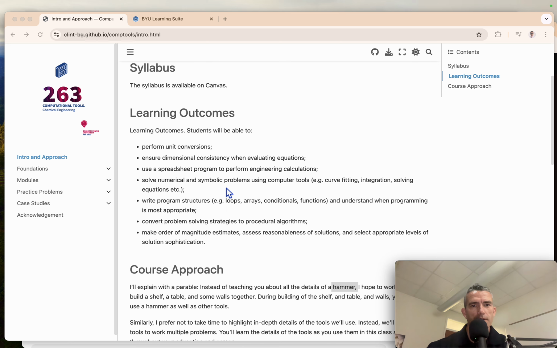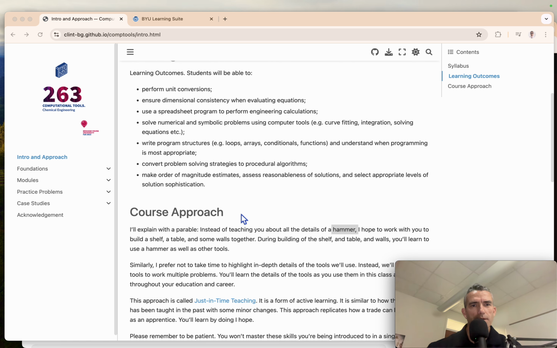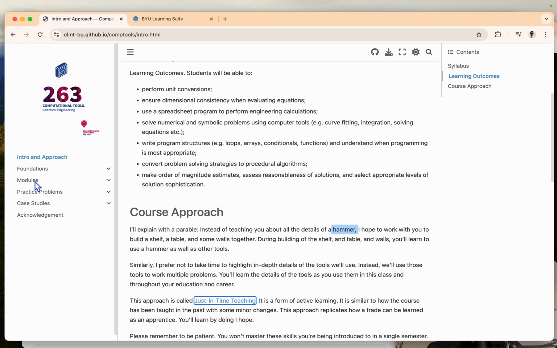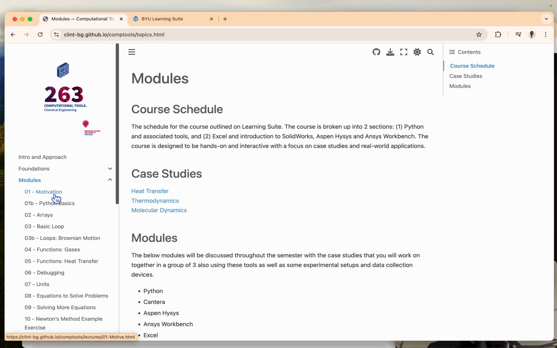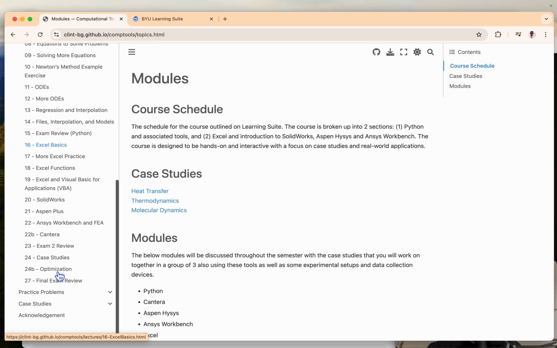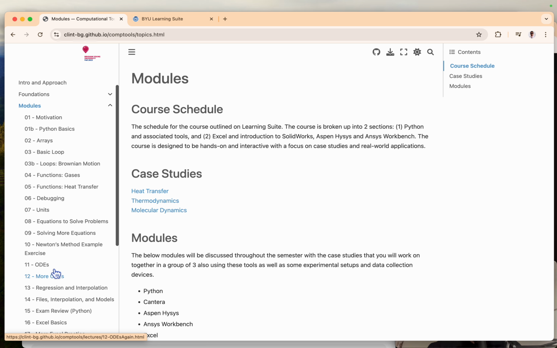Spreadsheets and solving numerical and symbolic problems using those computer tools, and writing programming structures, and solving problems with procedural algorithms. Algorithm is just kind of like a recipe to solve a problem. And there's some other items that we'll cover in class as well. But first, these modules we'll go through throughout the course. There's 27 class periods. We'll go through each of these.